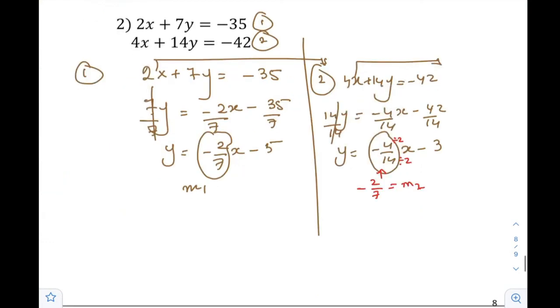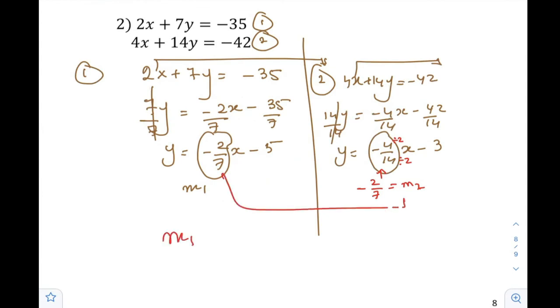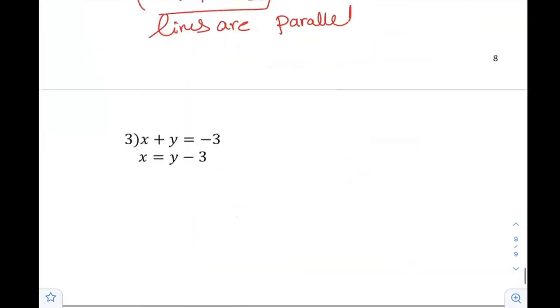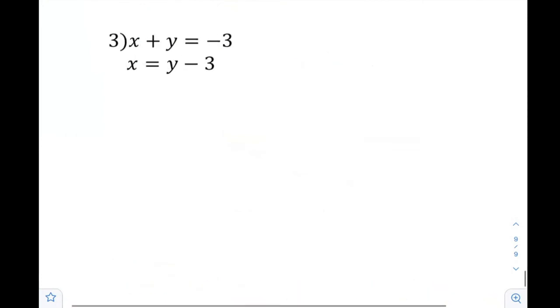And if you compare, they are equal. Slope 1 is equal to slope 2. That means the lines are parallel to each other. They have the same slope. Perfect. Last one for comparison is this one, and this is very easy.